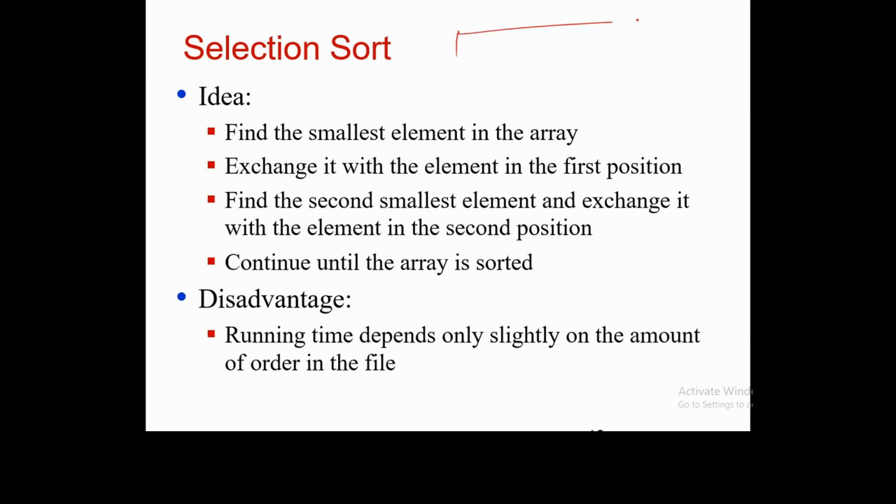So let's suppose we have this array, and these are the index values, and suppose the numbers are 5, 9, 2, 1, and 3, like this. To find the smallest element, initially we will work on the whole list.